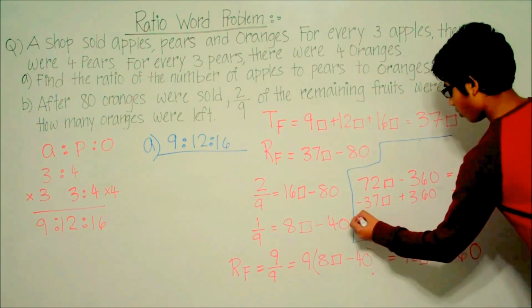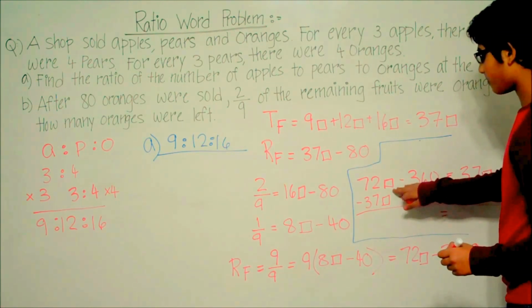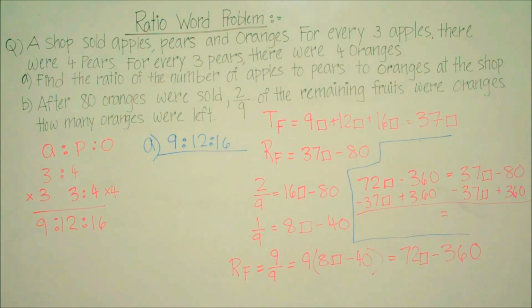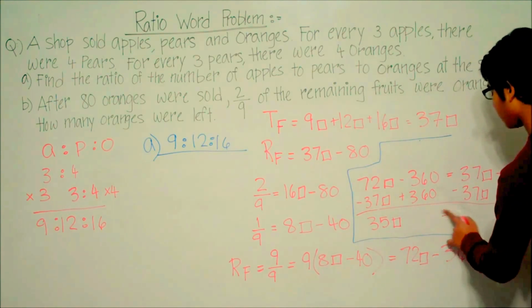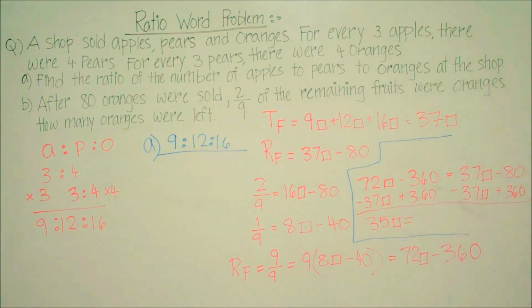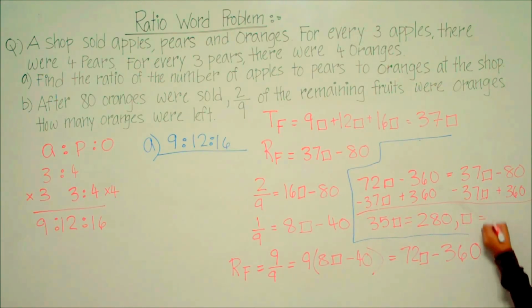So we get 72 units minus 37 units, which are equal to 35 units, are equal to negative 80 plus 360, which is equal to 280. So this means that one unit is equal to 8, because 280 divided by 35 is equal to 8. So one unit is equal to 8.